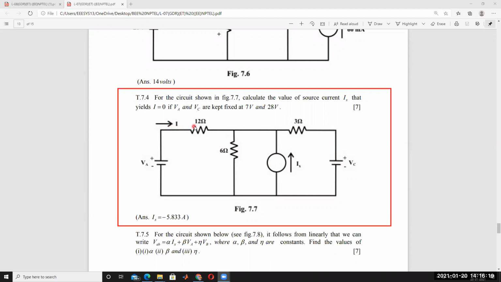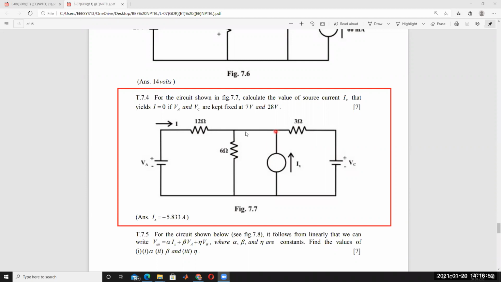0. That means the voltage drop across the 12 ohm resistor is 0. So what is the voltage present here? The same voltage is also present across the 6 ohm resistor, because the voltage drop across the 12 ohm resistor is 0, because current I is equal to 0 by placing 7 volts here and 28 volts here. That means there is no voltage drop across the 12 ohm resistor. That's why the same voltage is across the 6 ohm resistor. So that means 7 volts here also. 7 volts here means here also 7 volts.